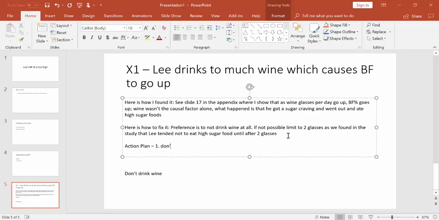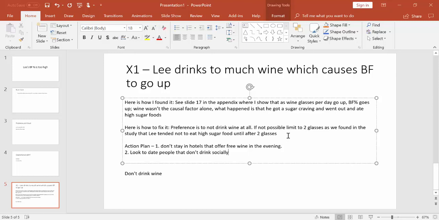So, one, don't stay in hotels that offer free wine in the evening, right? Two, look to date people that don't drink socially. That one might be tough. Three, what else could I do? I'm trying to think of real life scenarios here. So don't stay in hotels that offer free wine. That's one that gets me sometimes. I love to stay there because it's fun. You get to hang out in the lobby and meet people. But then, I just have no willpower. I can tell myself not to drink 2 glasses. It's not going to happen.